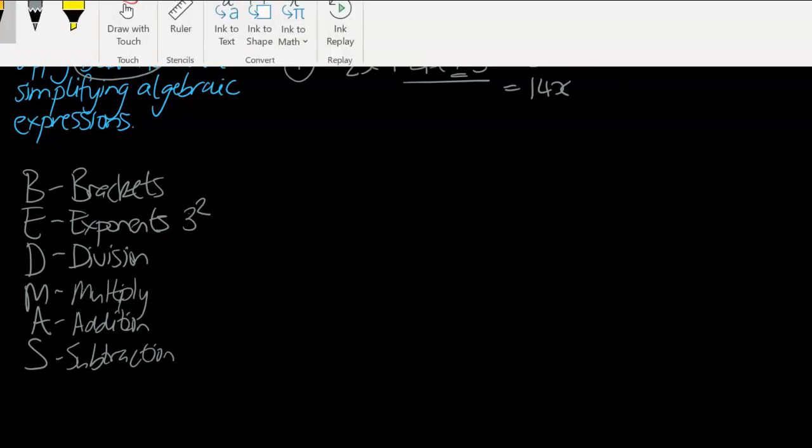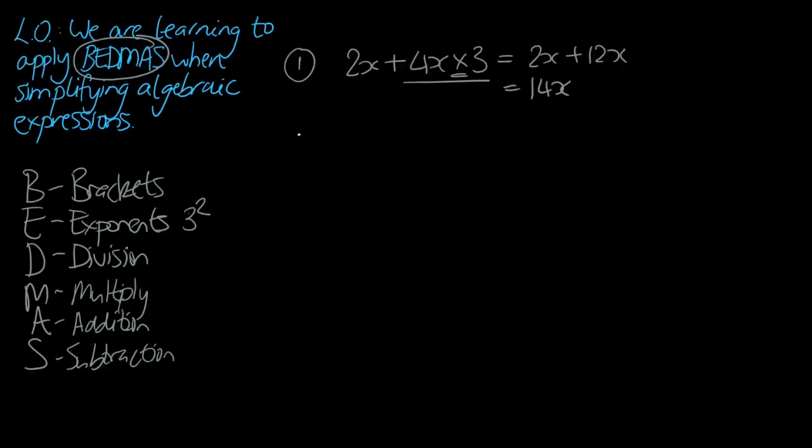Just going to change pen color to illustrate something. So if you did this in the wrong order, you would have done the addition first, which is 6x. You would have then timesed that by 3 to get 18x. Now these answers are different, 14x being correct, and this 18x being incorrect.